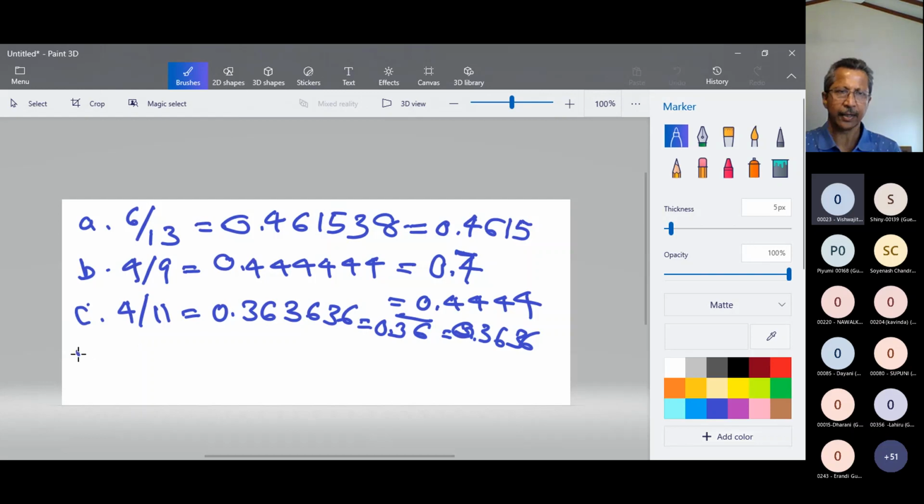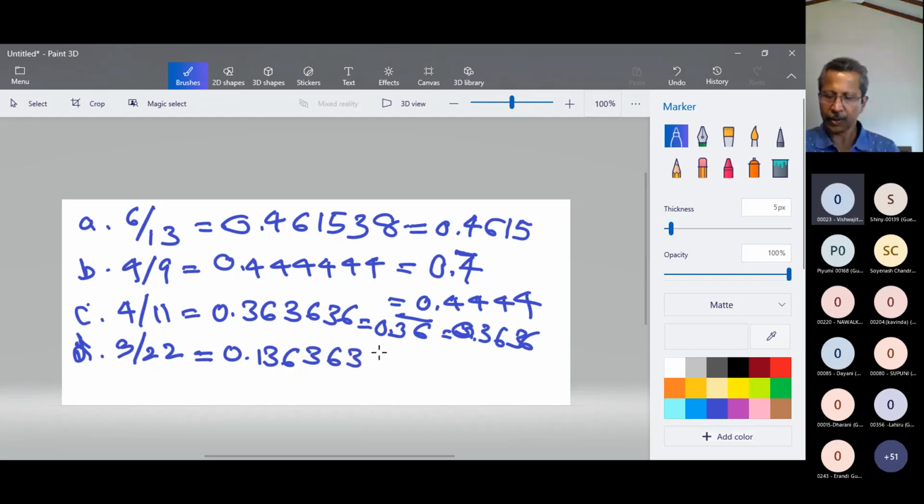D is 3 divided by 22. Okay, it is equal to 0.136363. Now here again it is repetitive. You see 363636, right? So we can put 0.1 then 36 repeating, or 0.1364 for 4 decimals. Okay. That is the easy ones. There's a complex one.